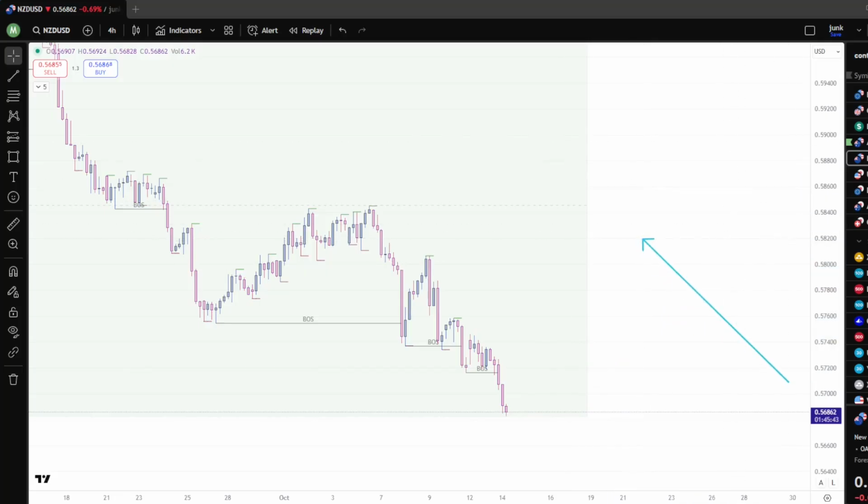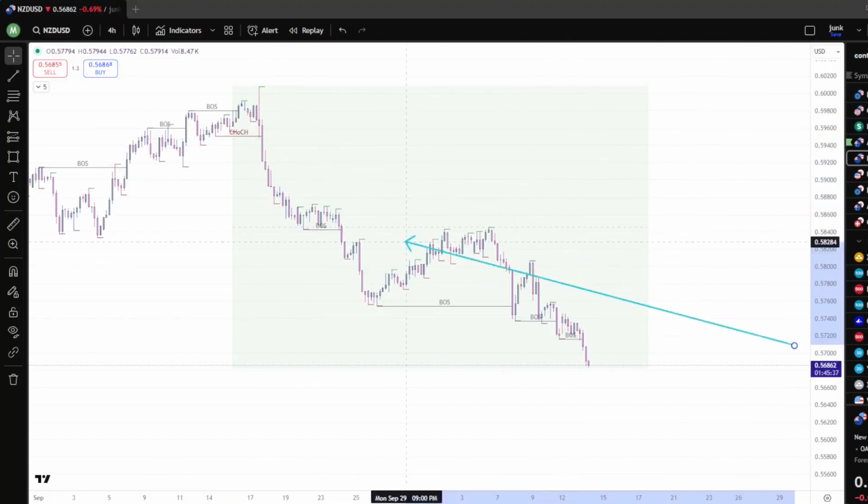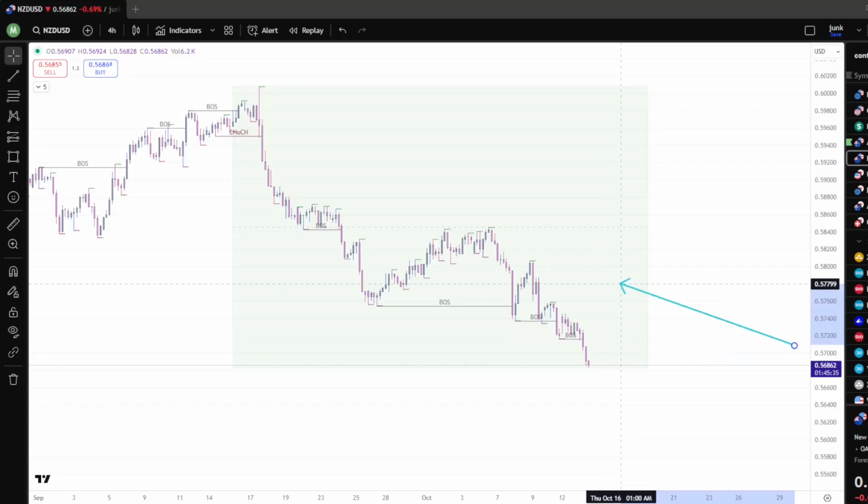And like I said, this is just the overall A to B price leg, which is bearish, and swing structure bearish, chart structure bearish. You're looking for any type of retracement and looking for any type of momentum shift to lower prices.